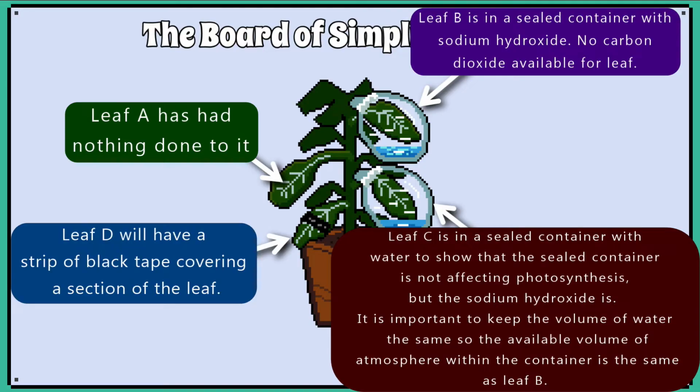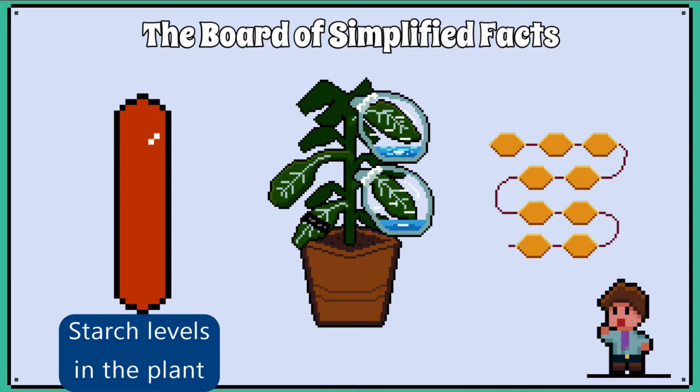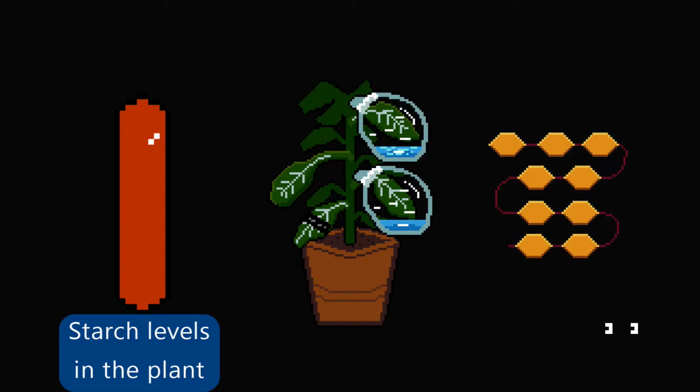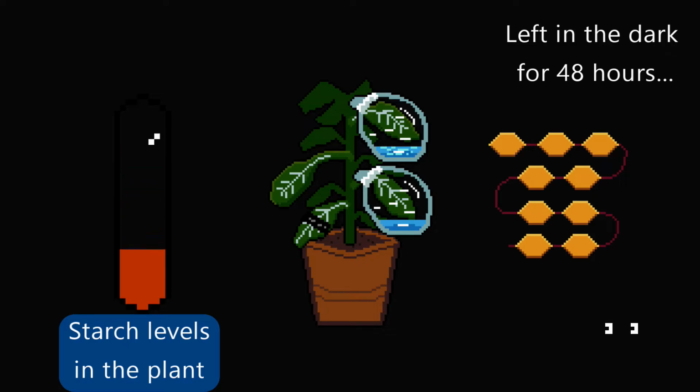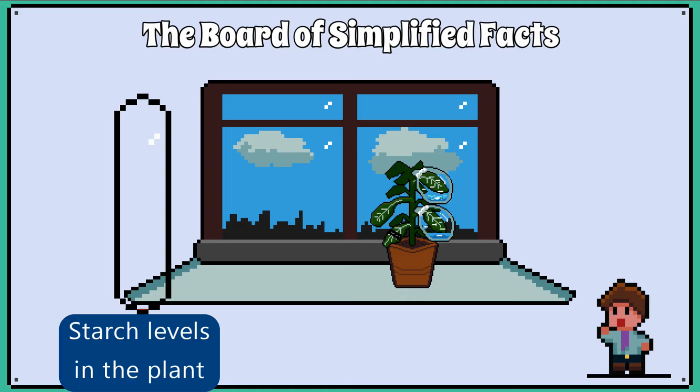Leaf D will have a strip of black tape covering a section of the leaf. It is important that before we start letting the plant photosynthesize, we need to be sure that the plant has no stored starch from any previous photosynthetic activity. So, we place the plant in a dark cupboard with no available light, so the plant uses up all its starch reserves. We call this destarching the plant. We place the destarched plant under a light source, so any starch being made now is new, and each leaf will now be photosynthesizing under their new respective conditions.